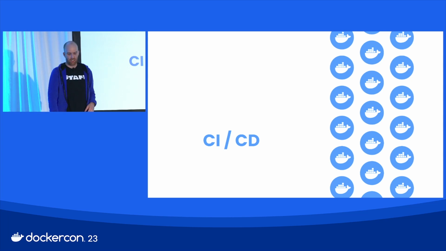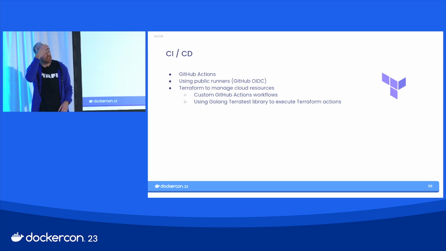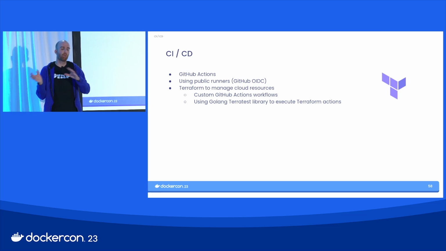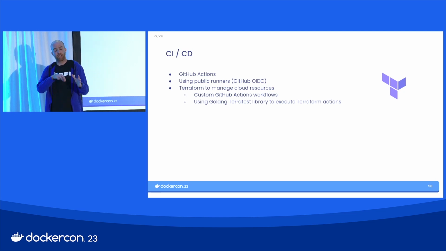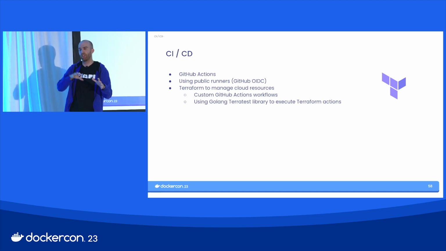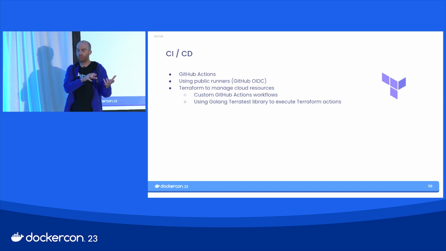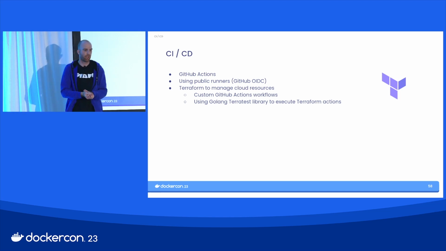Let's finish with some CI/CD stuff. For CI/CD, we are using primarily GitHub Actions, and we moved to public runners thanks to GitHub OIDC. With GitHub OIDC, we don't need to share credentials between GitHub and Amazon. So if we need to access some role or resource on Amazon, we can without any credentials.